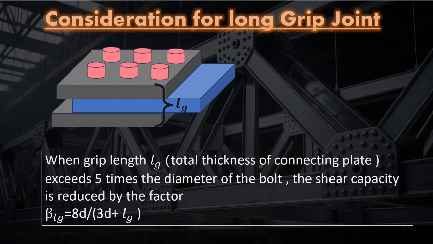Provision for long grip joint. When the grip length LG, the total thickness of connecting plates, exceeds 5 times the diameter of the bolt, the shear capacity is reduced by the factor beta LG equals 8 times D by 3 times D plus LG.